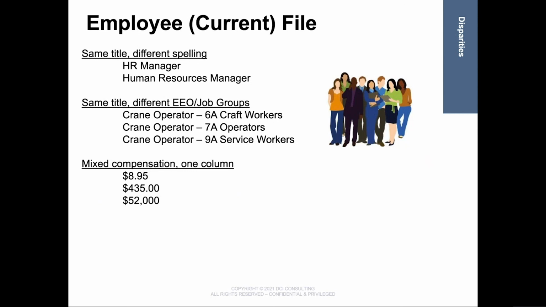Don't see this one very much anymore, but mixed compensation in one column. The issue here is we will catch it on our side, but heaven forbid we didn't, and something like this got sent to the OFCCP, a comp report that had a mixed column. We're not sure that they would catch it, and they may analyze things inappropriately. So we want to make sure that we have a column for hourly pay, we have a column for annual pay. We don't necessarily need weekly or monthly pay, unless that's something that you use internally, and then we would want it in a separate column.